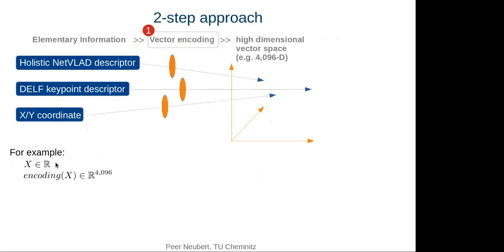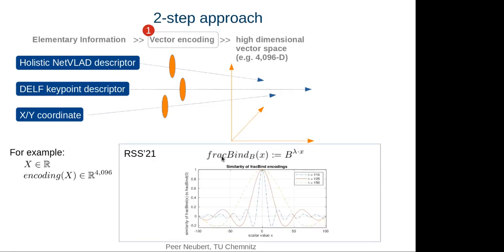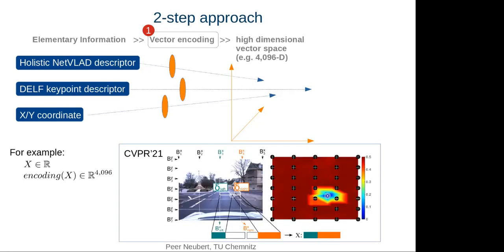So we have a scalar value x, and now we need some encoding in this vector space. And again, in this webinar series, we have seen several ways how to do this. In the RSS paper, we used fractional binding. In the CVPR paper, we used a different encoding. And I think that's one example of what Dennis mentioned in his last presentation, that there are a lot of systematic encodings, which are in fact just thermometer codes. So basically this is just another way to implement a triangular kernel.